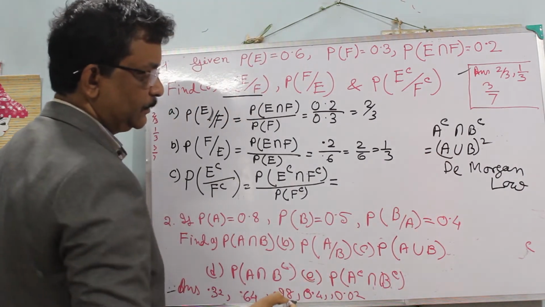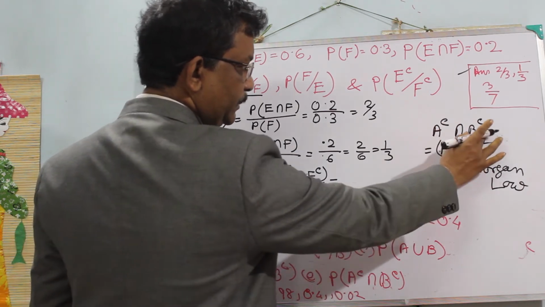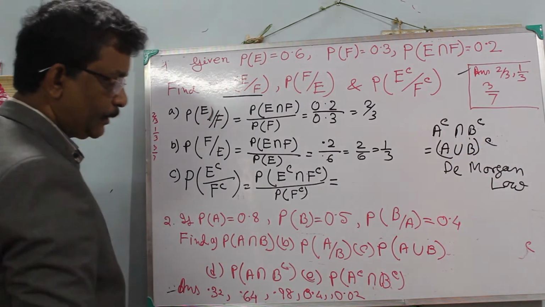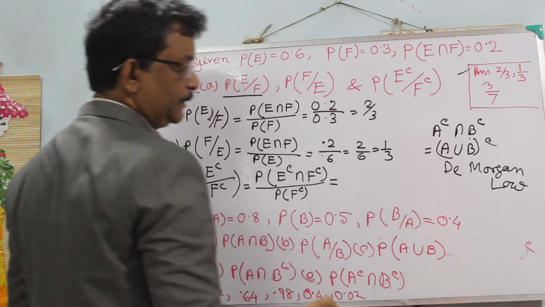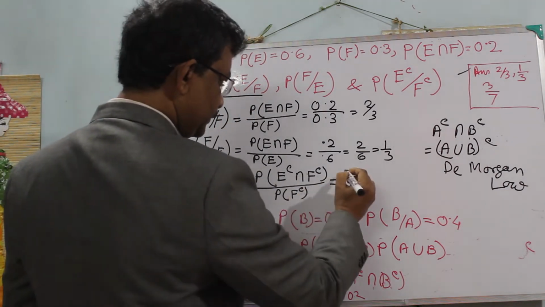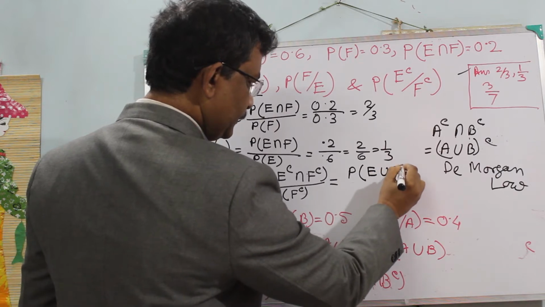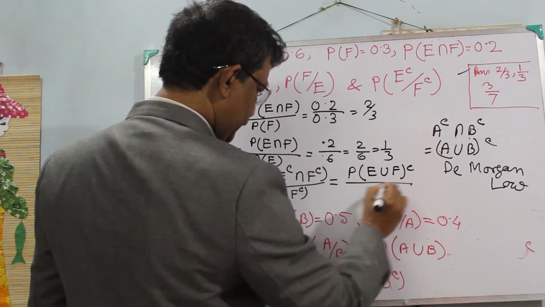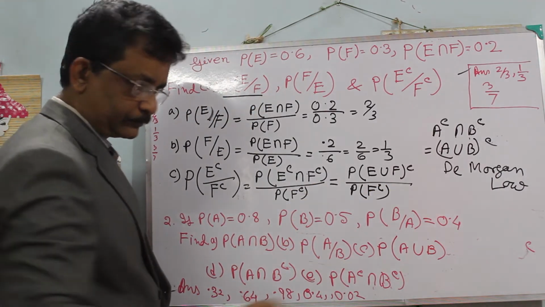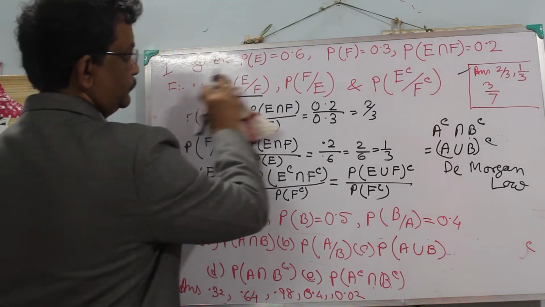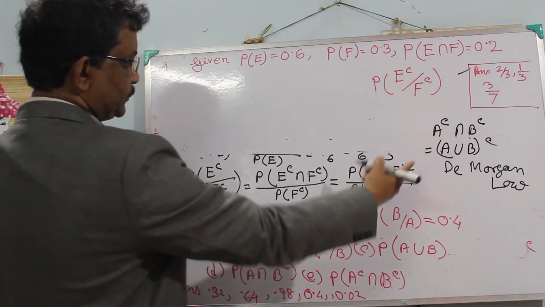So using this, probability of A complement intersection B complement equal to A union B complement. And in case of A complement union B complement, it will be A intersection B complement. So using this property, I will get probability of E union F complement divided by probability of F complement. So probability of E union F and its complement.